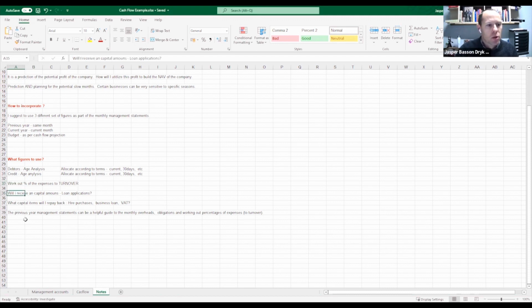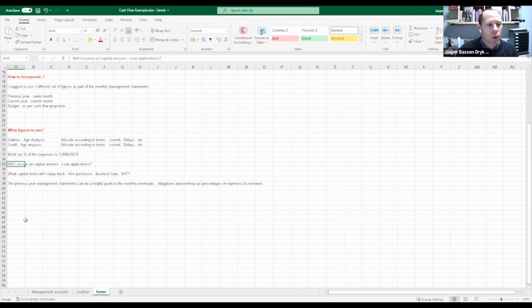Then just a few additional questions that you need to consider. Will I receive a capital amount, like loan applications? So will there be a loan application and I will receive that loan, let's say in the next month? I need to incorporate that. And then what capital items will I repay back? So hire purchases, all your vehicle finances, those monthly repayments, that business loan that I just mentioned potentially on top, that obviously next month there needs to be a repayment.